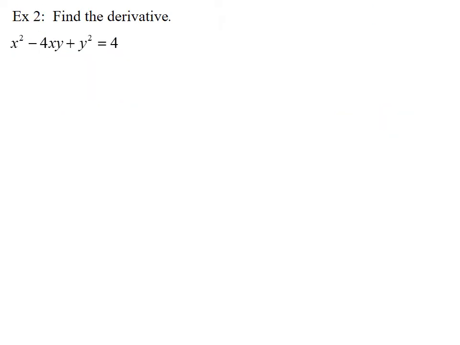All right, so let's do some examples. Let's just do all implicit derivatives. That's all this section is going to be about. Find the derivative of x squared minus 4xy plus y squared equals 4. So starting from the left, remember, don't rearrange anything.